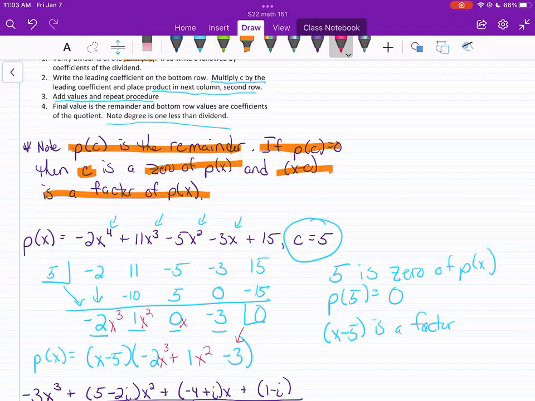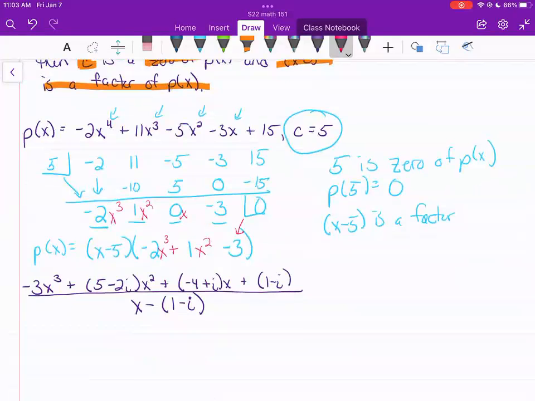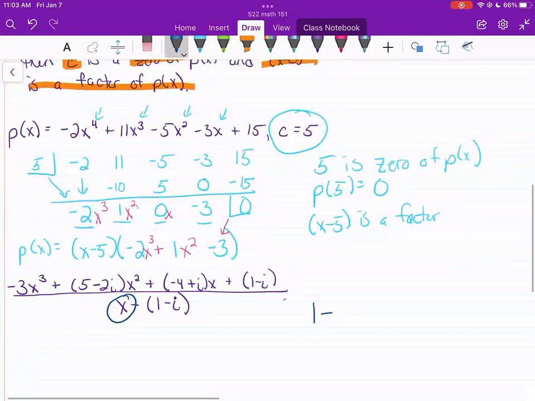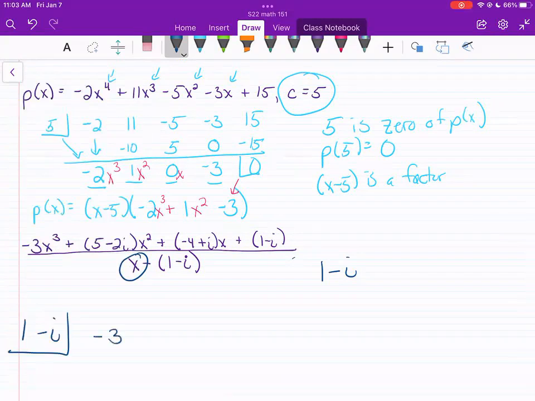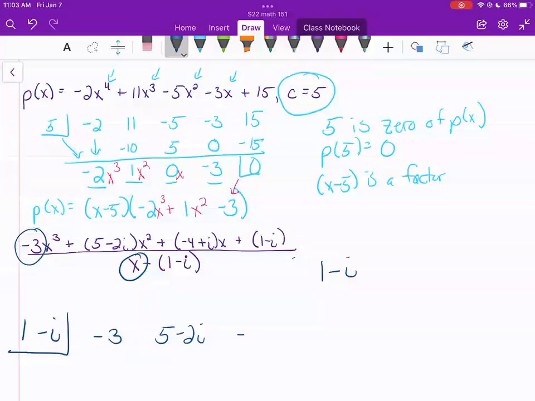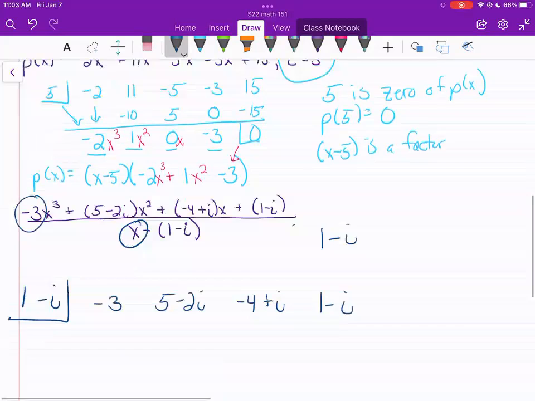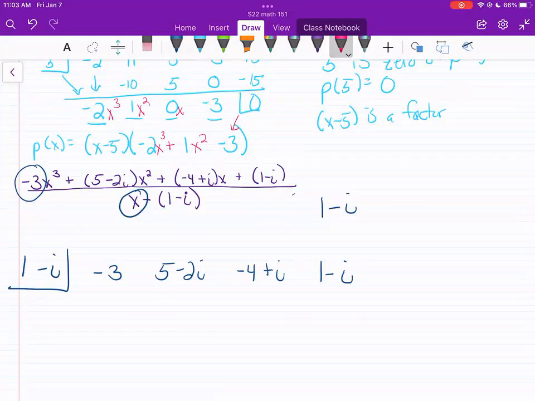Let's do one more where there's an imaginary number involved, or a complex number. Remember that divisor still has to be first degree. This is our divisor. Our c value here is 1 minus i. So we're going to do the same process. We put c out here. We're going to write our coefficients of -3, 5 minus 2i, -4 plus i, and then 1 minus i. Again, there are no zeros because there are no placeholders.